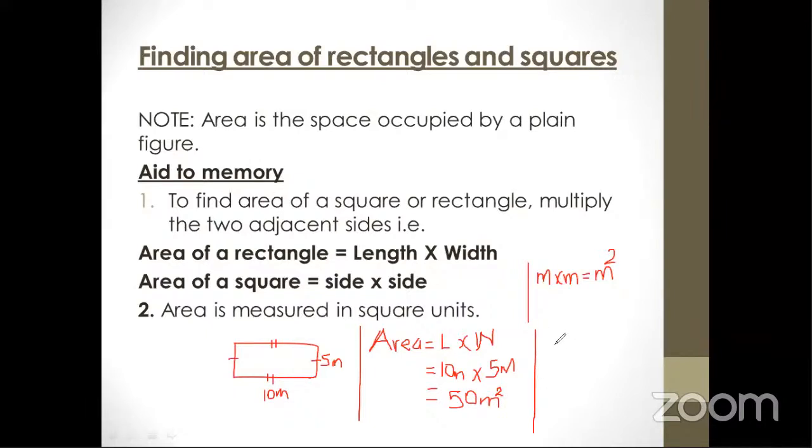So some of you can write your answer like this: 50 square meters. You can write it in full like that, 50 square meters. Then you write your meters also in full. So you can say this is the unit. That is what they're saying, square units. And the square is represented by this power 2. So that is how you will be writing the unit. Some people write it in short like this, square meters. Are you getting that?